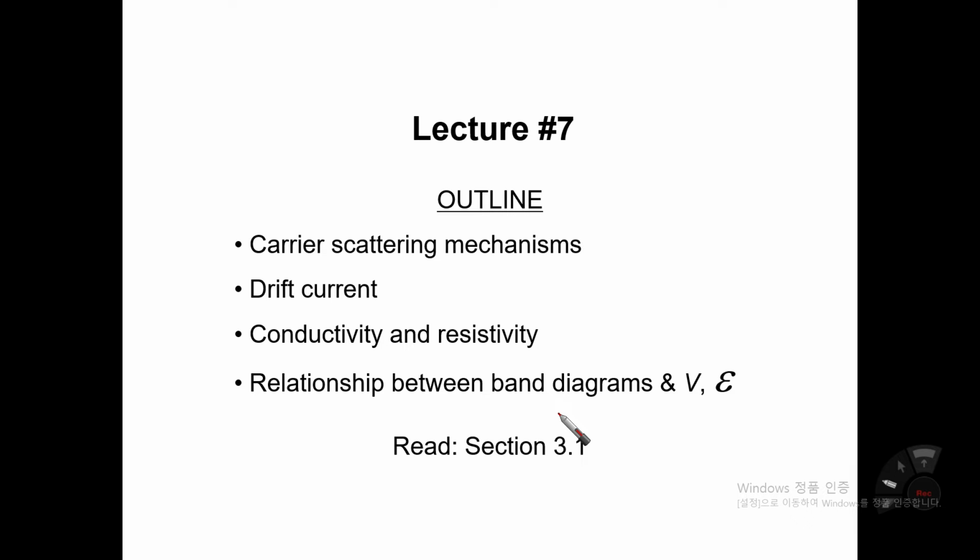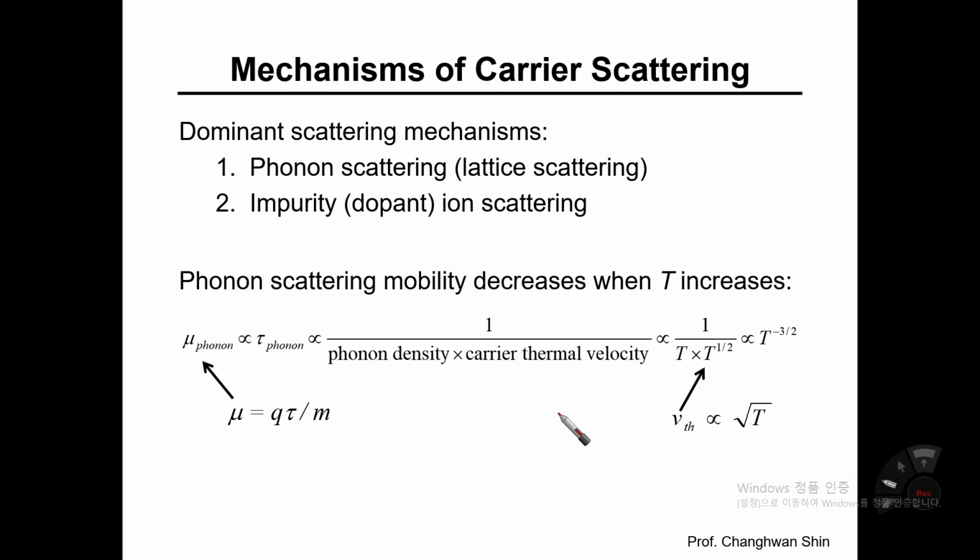So in this lecture, we are going to study the carrier scattering mechanism in great detail. Afterwards, we're going to develop the analytical equation for drift current. Then we are going to derive the equation to describe quantitatively the conductivity as well as resistivity. Then we're going to learn how to draw the band diagram to indicate the voltage difference as well as electric field intensity within a band diagram. Okay, so let's move forward.